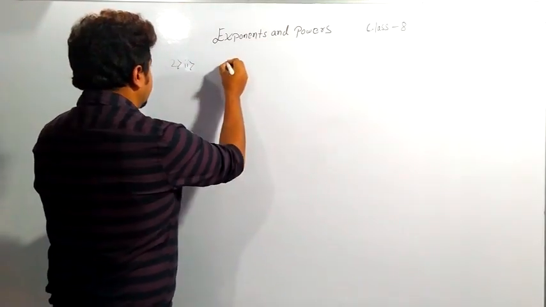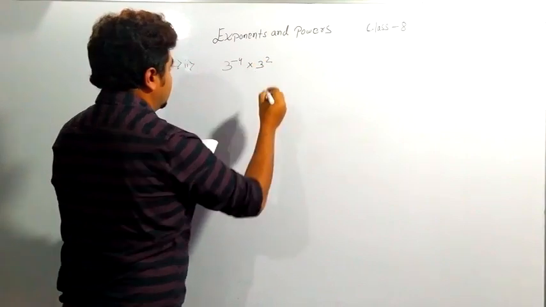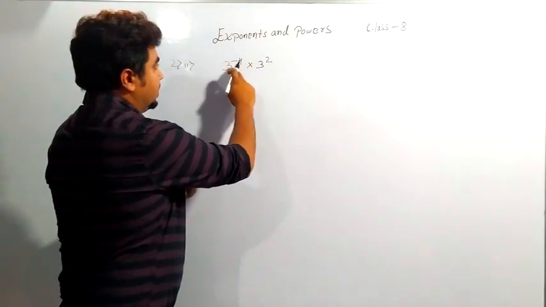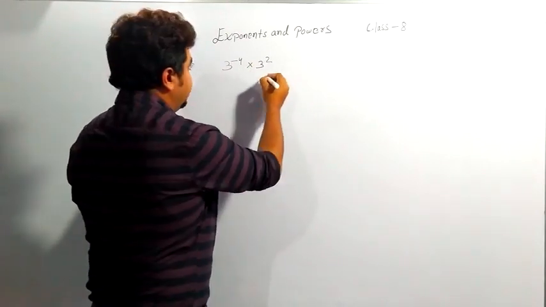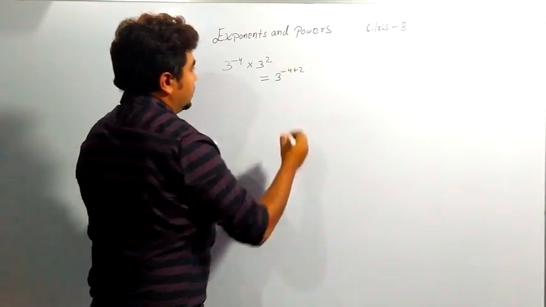It is 3 to the power minus 4 into 3 to the power 2. It is given. Now we are able to see that the base is the same, which means we have to add the powers. It is 3 to the power minus 4 plus 2.